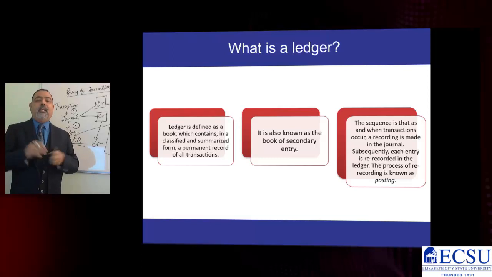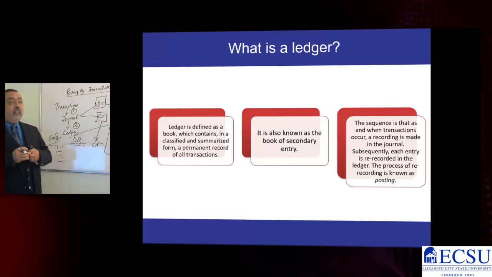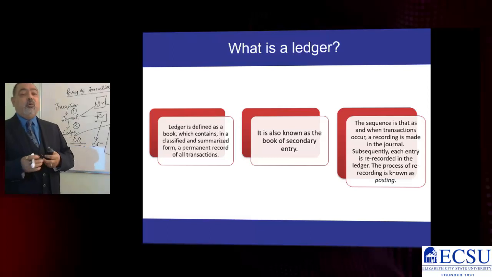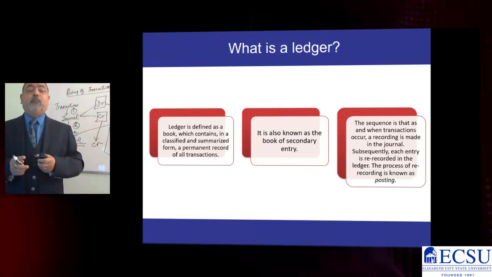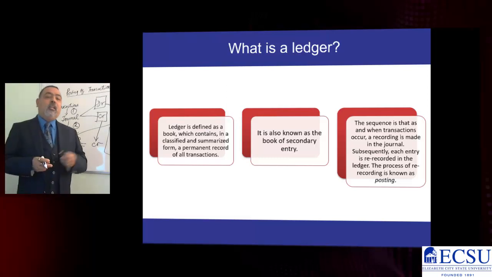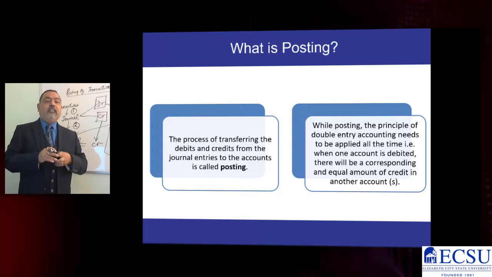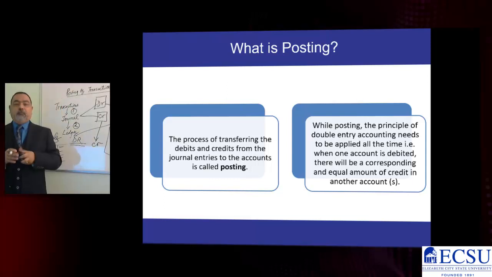So life has become really easy. But in the past, that's what we used to do: record in the journal and then transfer them into ledgers. Subsequently, each entry is re-recorded in the ledger. That process of recording is known as posting. So sometimes people might ask you, what is posting? The process of transferring the records from a journal to a ledger is known as posting.